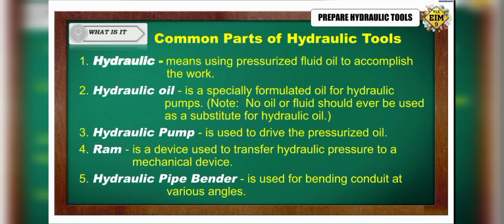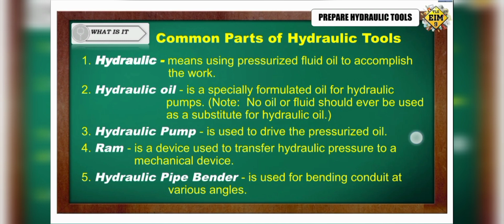Number 1. Hydraulic means using pressurized fluid oil to accomplish the work. Number 2. Hydraulic oil is a specially formulated oil for hydraulic pumps. Note, no oil or fluid should ever be used as a substitute for hydraulic oil. Number 3. Hydraulic pump is used to drive the pressurized oil. Number 4. Ram is a device used to transfer hydraulic pressure to a mechanical device. Number 5. Hydraulic pipe bender is used for bending conduit at various angles.